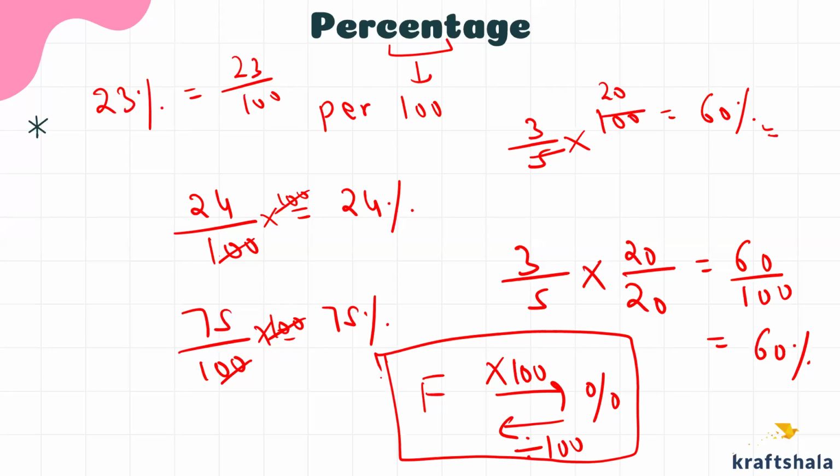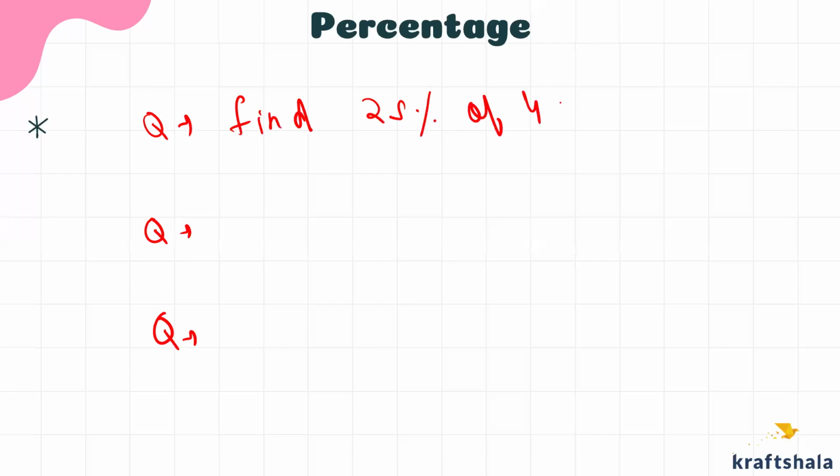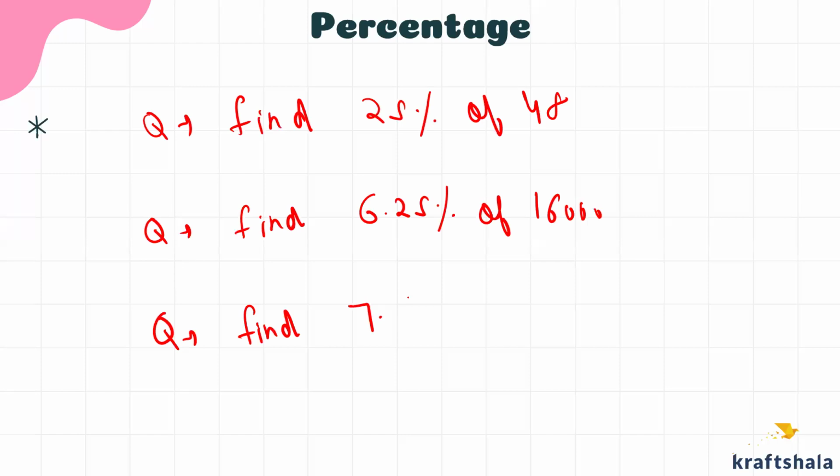Now, in exams, generally what they do, sometimes they ask you a very simple question, but they are speed breakers. They take a lot of time. For example, let's say if I ask you 3 questions: find 25% of 48, find 6.25% of 16,000, and find 7.69% of 78. I'm giving random questions, okay? These are actual questions, similar type.